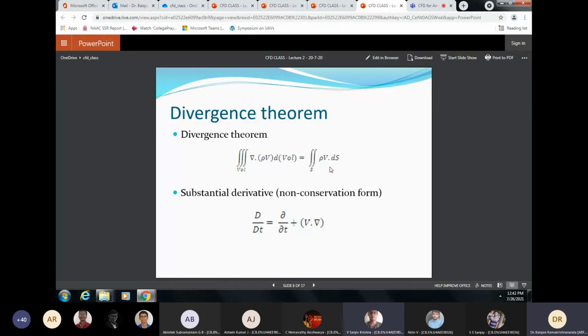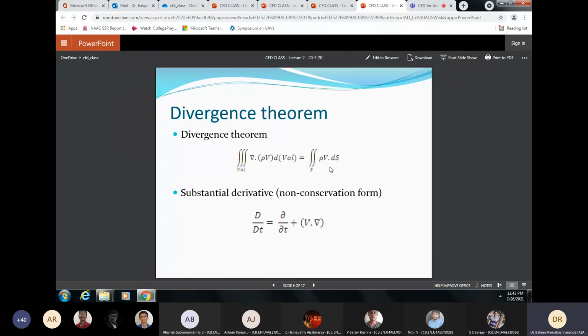So it's an operator, just like dou by dou T is operating on something. V dot del is the short form of that long equation. U dou by dou X plus V dou by dou Y plus W dou by dou Z is known as V dot del. It's a short form for that. Suppose that is acting on U, then all this inside that dou by dou X, you should have U. If it is V, it should have V. Okay? Is it clear to everyone?